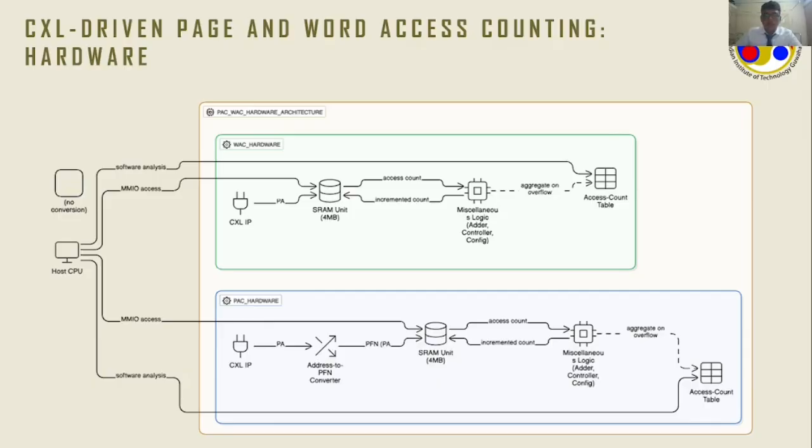However, as of now, the emergence of a commodity FPGA-based CXL device has opened up an unprecedented opportunity to tackle such challenges. In this discussion, we first describe page and word access counting functions in the CXL controller of such a device. We will be using PAC and WAC as abbreviations in the discussion henceforth. PAC and WAC exploit the inherent capability of near memory processing in a CXL controller to precisely count the number of accesses to every page and word in CXL memory.